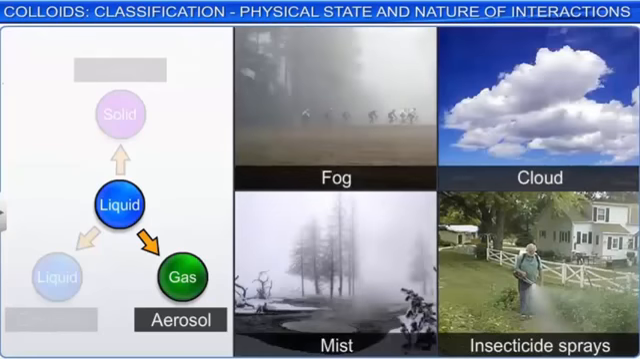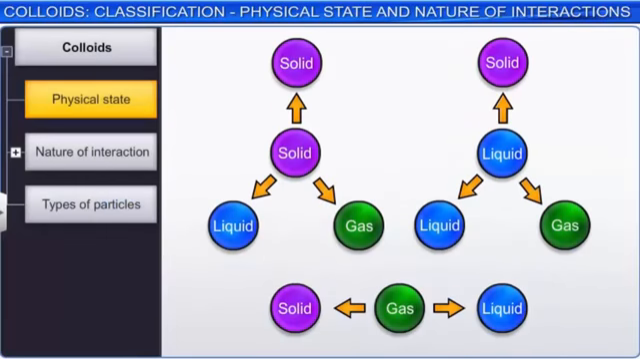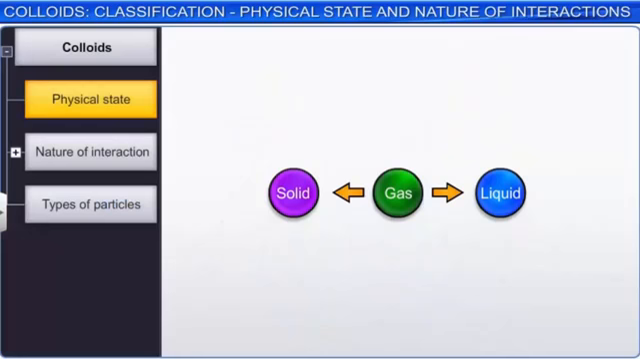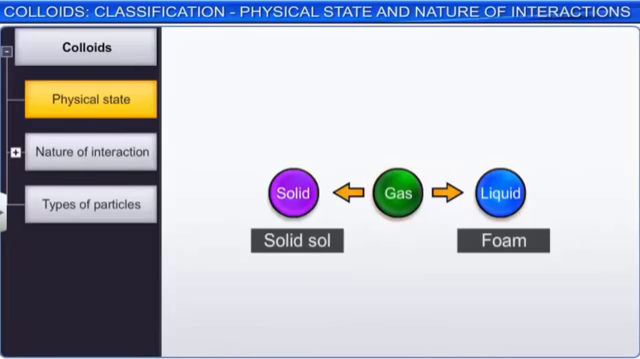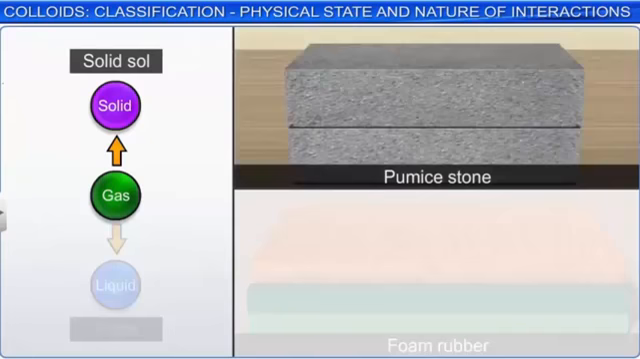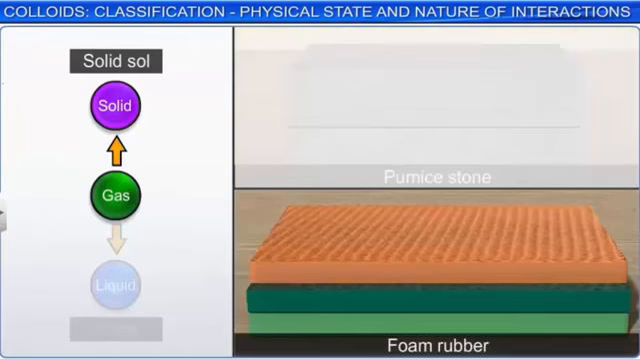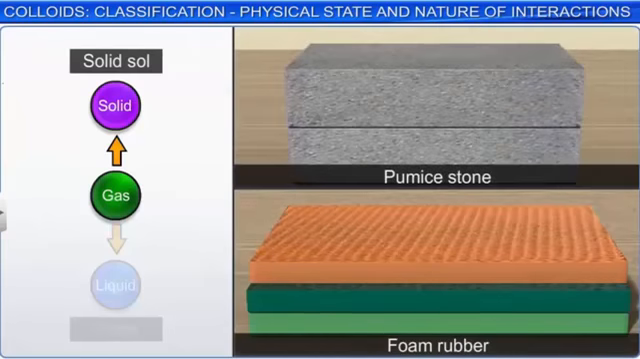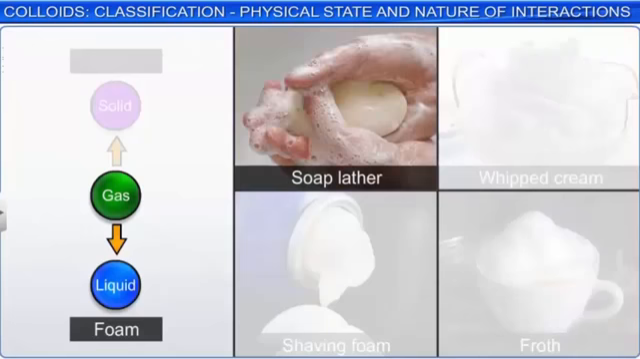Dispersion of a gas in a solid or a liquid dispersion medium results in the formation of solid sol and foam respectively. Examples of a solid sol with gas molecules are pumice stone and foam rubber, while soap lather, whipped cream, shaving foam, and froth are examples of foam.